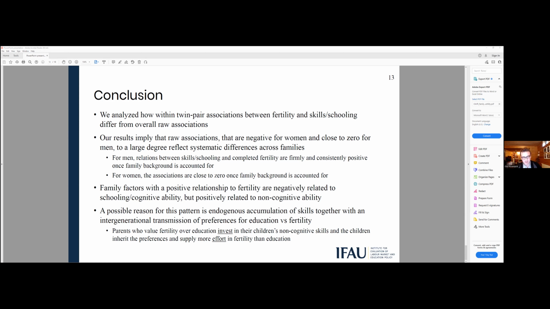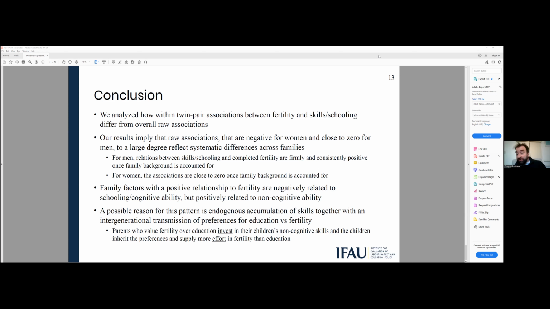Okay, thanks. Well, thanks a lot, Olof, for this great presentation. It's difficult not to be impressed by the differences that you find in the overall sample, and then just looking at twins or close siblings. Is there any question?